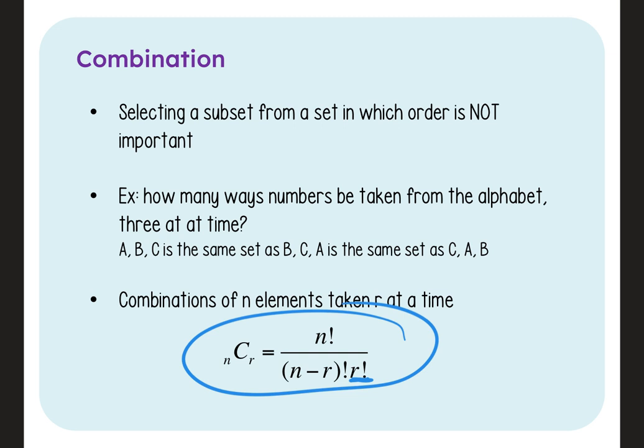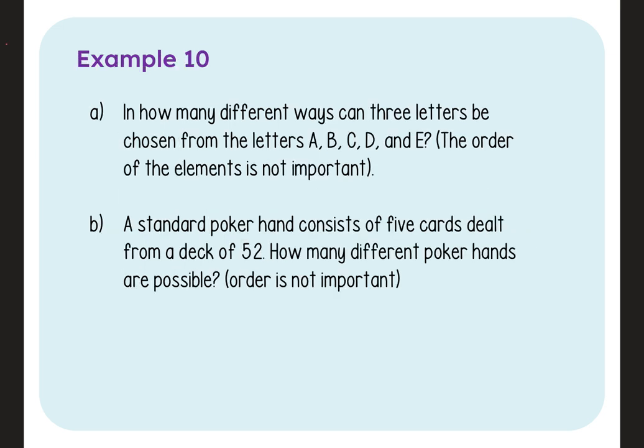So if it says how many ways can letters be taken from the alphabet 3 at a time, I'm literally just grabbing 3 at a time, and it doesn't matter first, second, or third. This is a combination because ABC would be the same set as BCA would be the same set as CAB. Together they make up the same one. So this would be 26 C 3, because that's how many letters, taken 3 at a time. And in your calculator under that same menu, under nPr is nCr. It's also there.